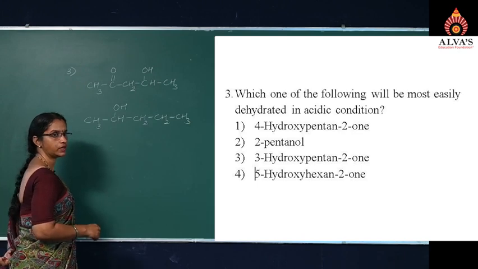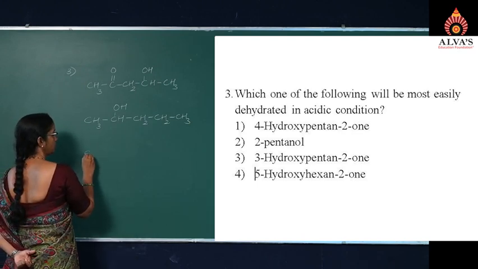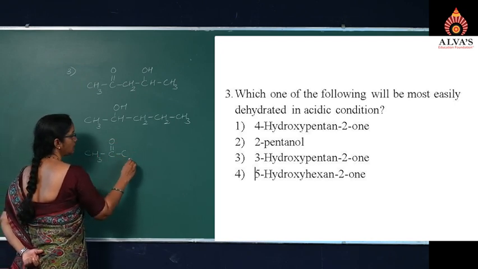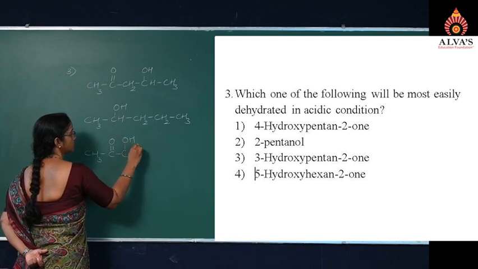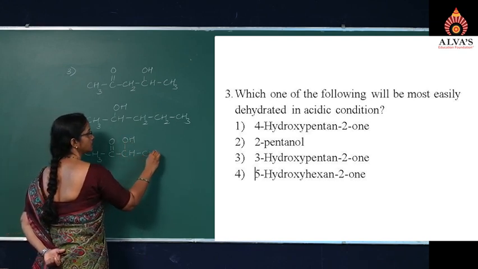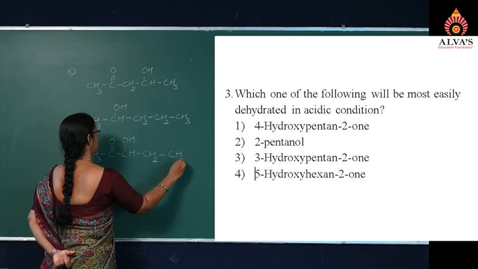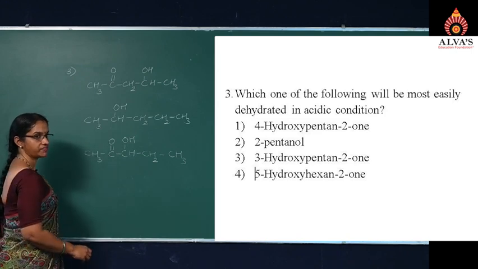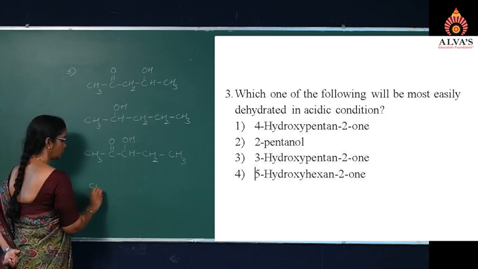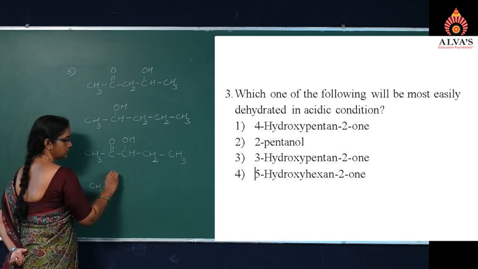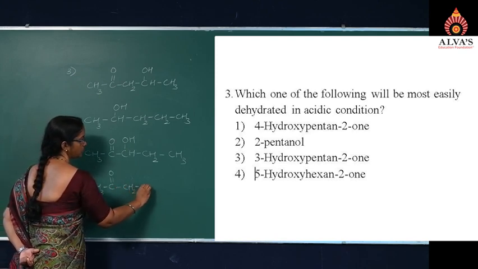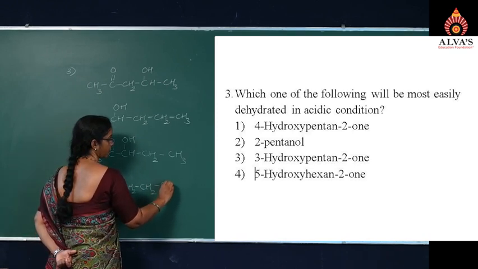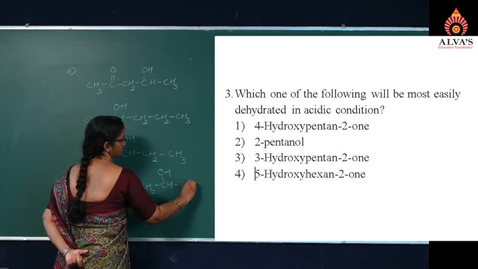Third is 3-hydroxypentan-2-one. So it is CH3, C=O, CHOH, CH2, CH3. Fourth one is 5-hydroxyhexan-2-one. It is CH3, C=O, CH2, CH2, CHOH, CH3.